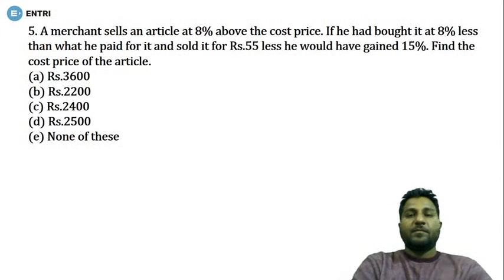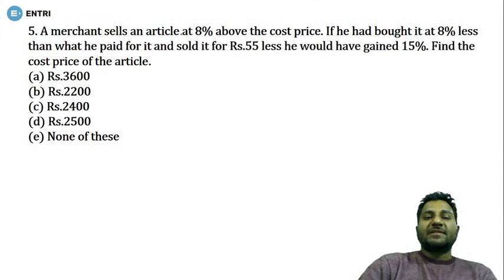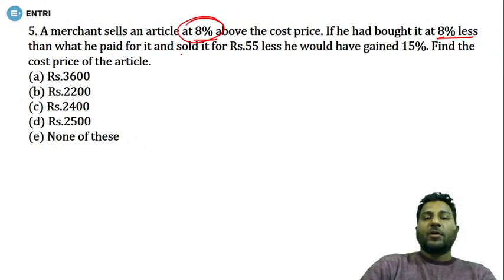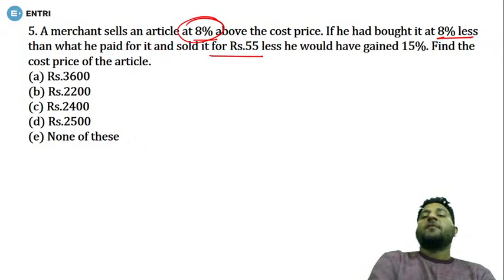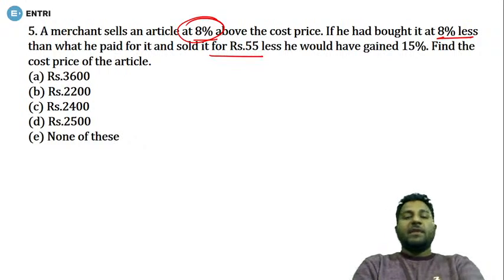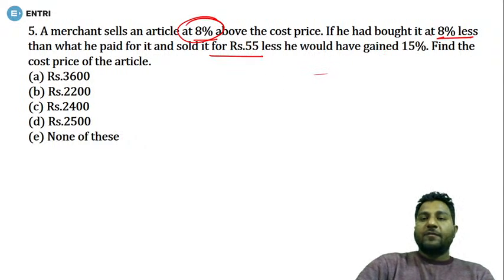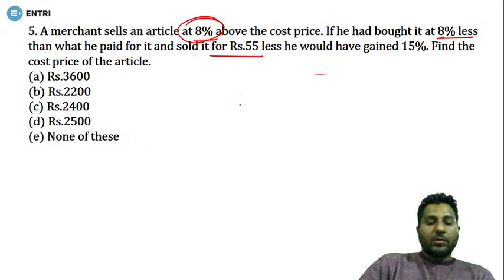Next, a merchant sells an article at 8% above the cost price. If he had bought it at 8% less than what he paid for it and sold it for 55 rupees less, he would have gained 15%. Find the cost price of the article. So how are you going to solve this?